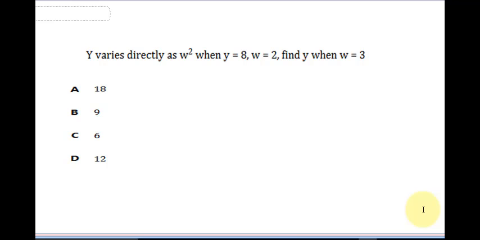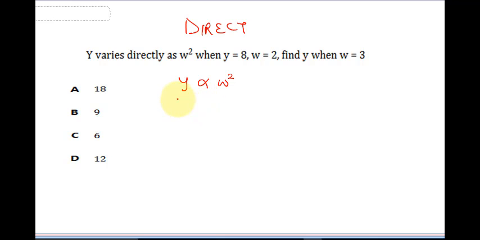So in this video, we are going to be solving questions on variations. Now, these are the likely questions you should be expecting in your exam. Now, the first one is on direct variation. So now it says if y varies directly as w squared.